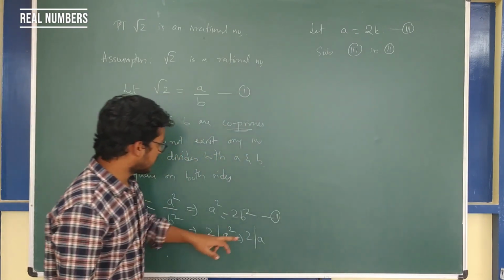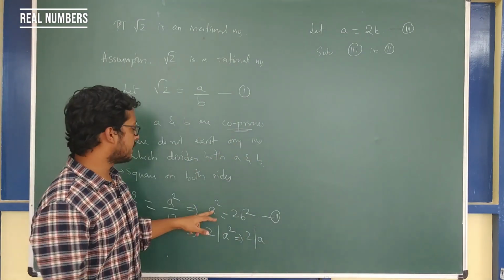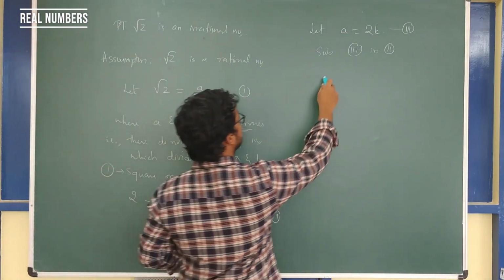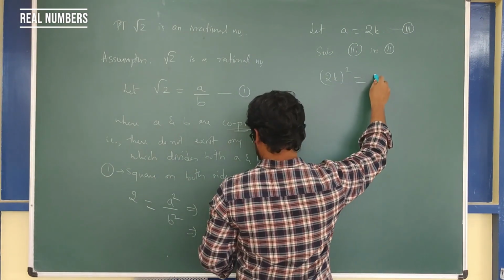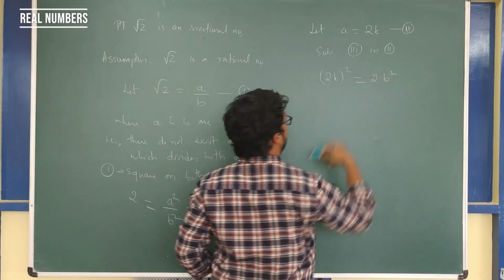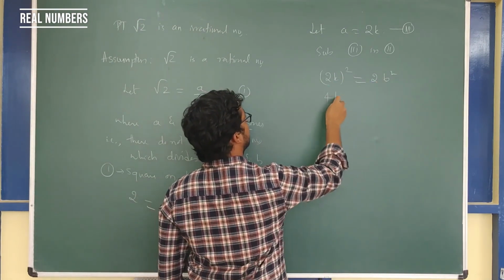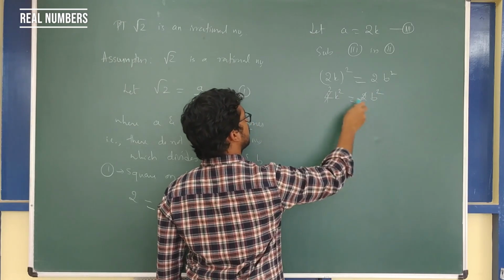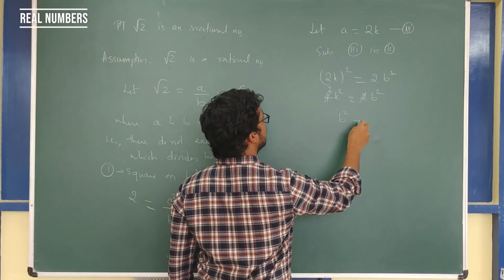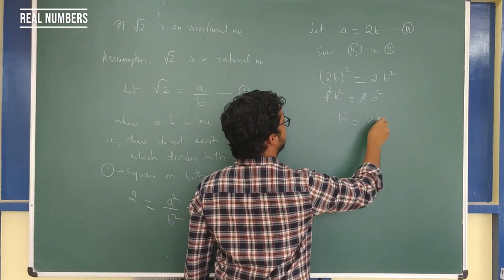Now let's see what happens. A, I am substituting it as 2 times k. So if I substitute here, this becomes 2k whole square is equal to 2b square. So this is 4k square is equal to 2b square. 2 1s are 2, 2 2s are 4. So b square is equal to 2k square.